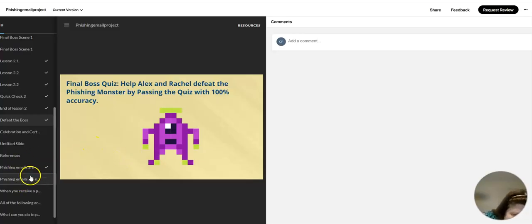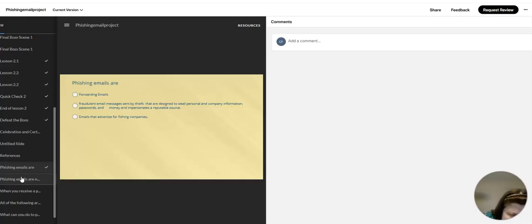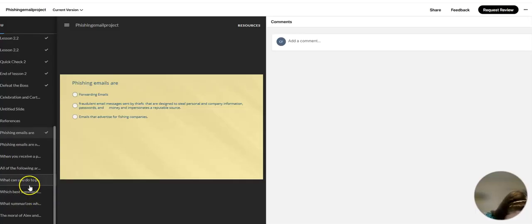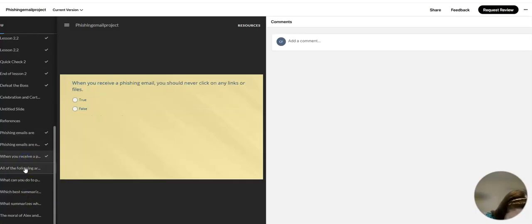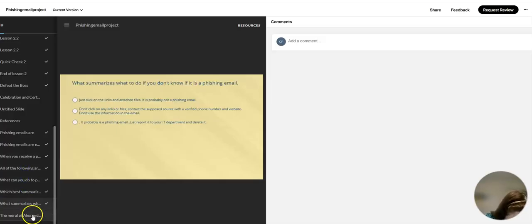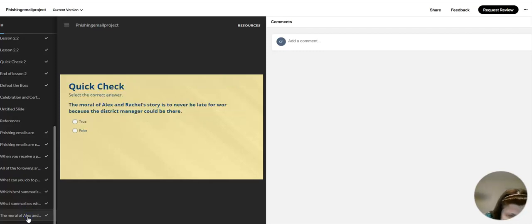And this is only two questions. So I'll go ahead and go through this a little bit because we don't have time to take it. And then of course, here's a quick check, which is supposed to be in the middle of lesson two, but I accidentally skipped over it because we didn't have time.